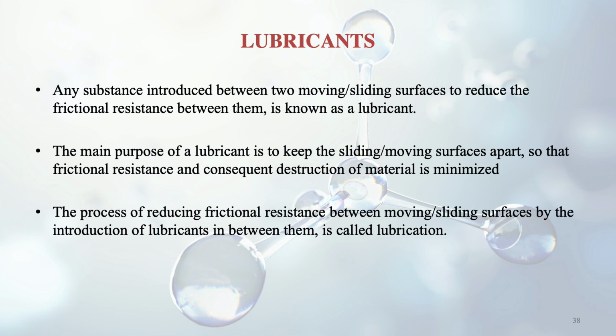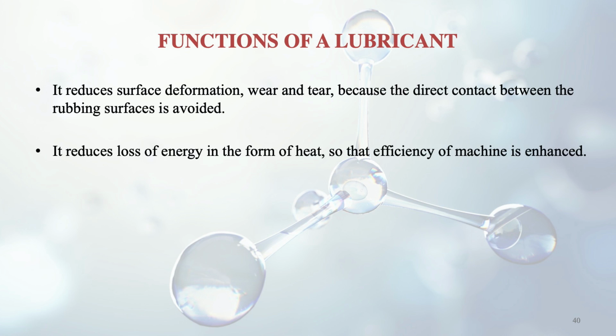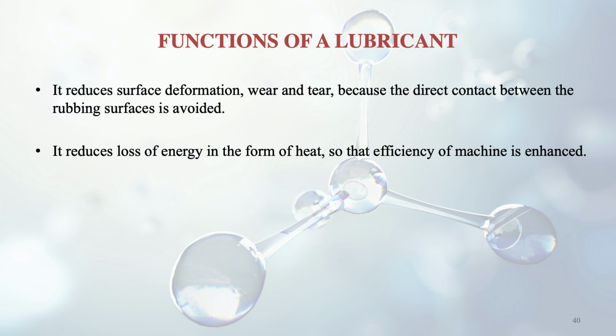So what are the functions of a lubricant? It reduces surface deformation. We have seen that this plastic deformation is lessened. Then it also reduces wear and tear because the direct contact between the rubbing surfaces is not there. Then it reduces loss of energy. Obviously, the force of friction will cause some proportional loss of energy, and if it is reduced, the loss of energy, which is in the form of heat, will also reduce, and the efficiency of the machine is also enhanced.